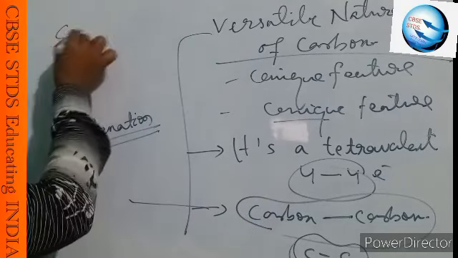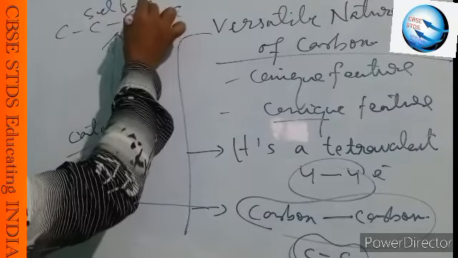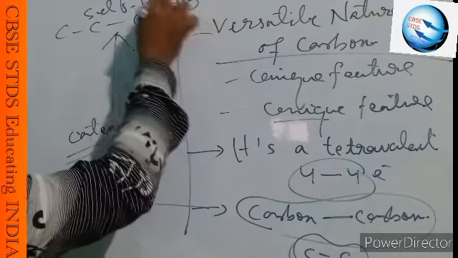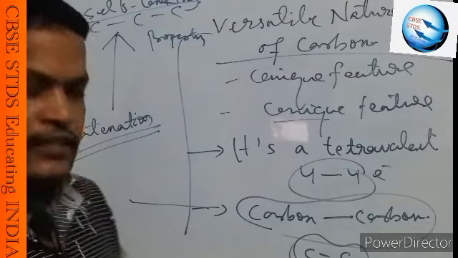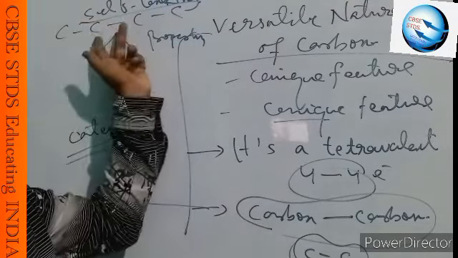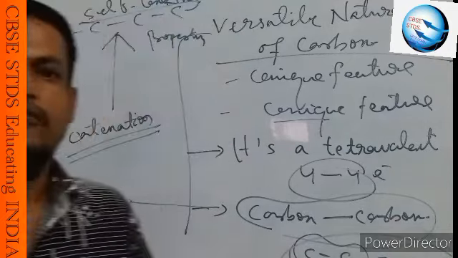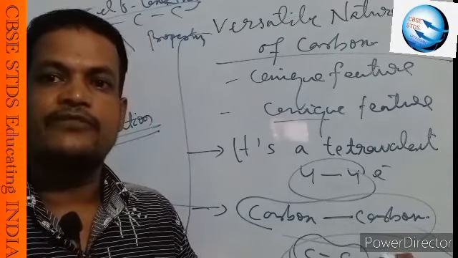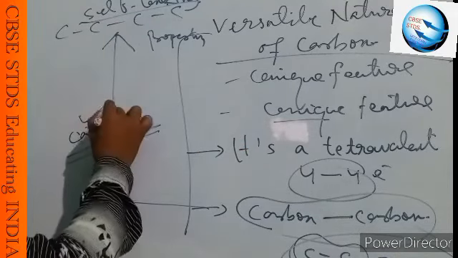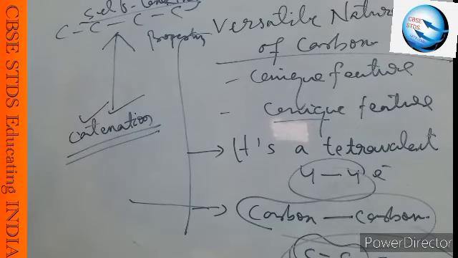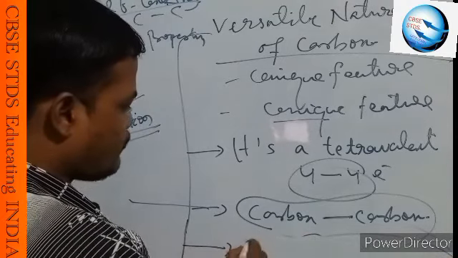Carbon to carbon linkage, carbon can form long chains. This is called the self-linking property. Is it right? Be clear here: carbon combines with itself, forming a long chain of carbon. This property of carbon forming long chains by self-linking with each other is called the catenation property. Is it right?